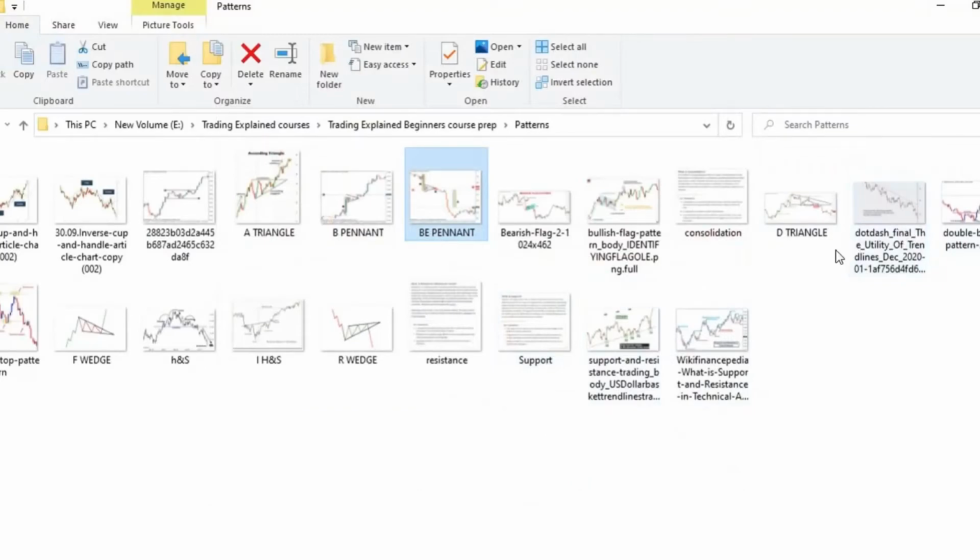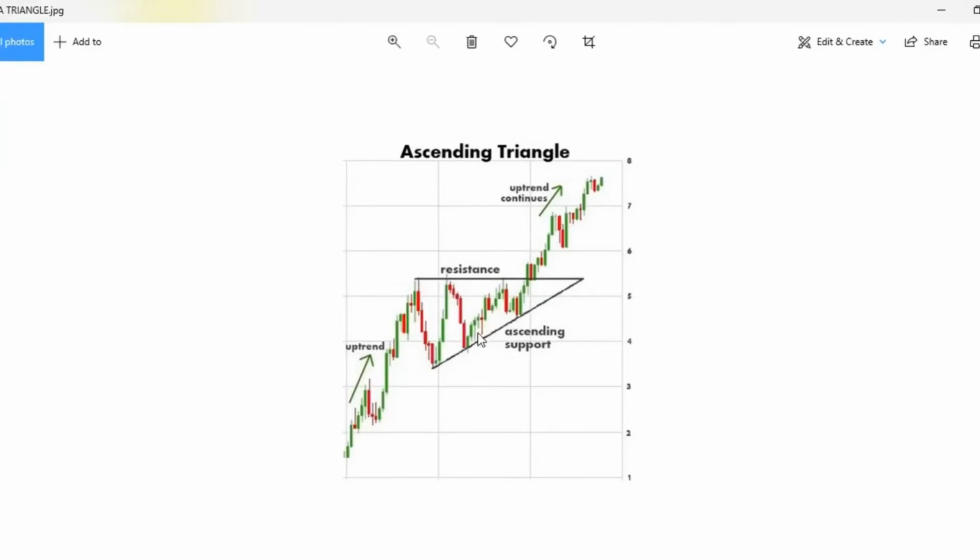So we have understood many patterns now. Let's understand the ascending triangle pattern. The concept here is the same. The concept among all these patterns is literally the same. There is going to be some kind of trend before the pattern forms. Either it's going to be an uptrend or downtrend, and then there is going to be a sort of consolidation.